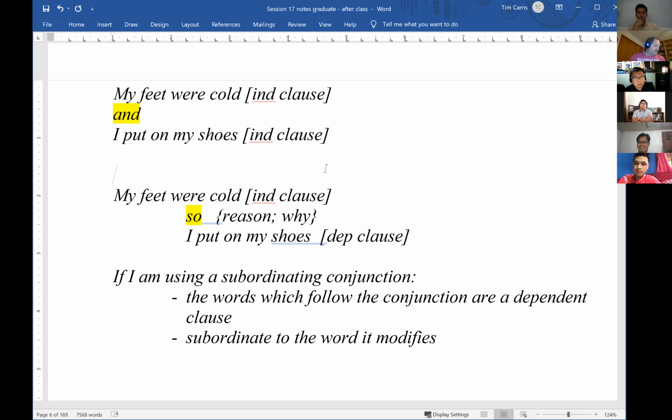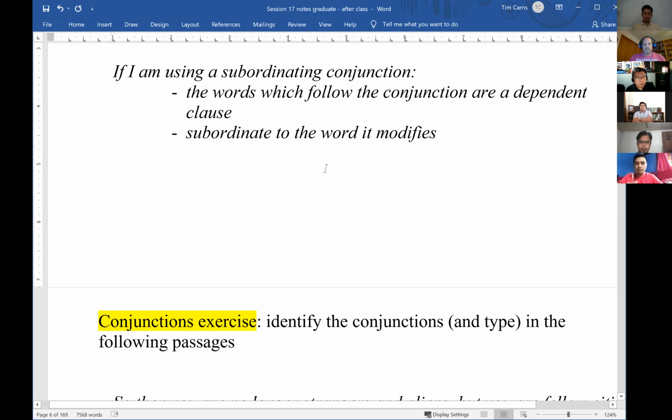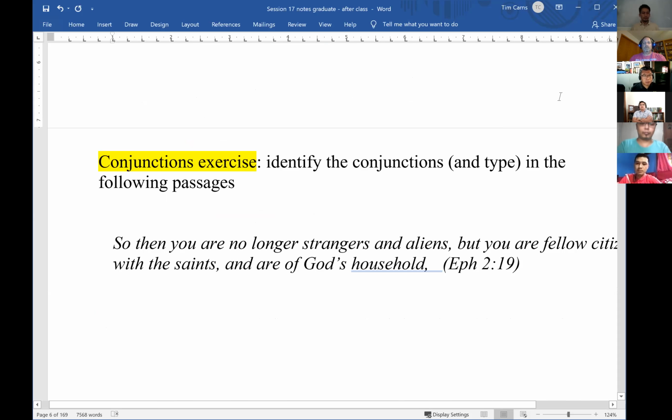So the conjunctions are the first type of connector. Let's just review here.